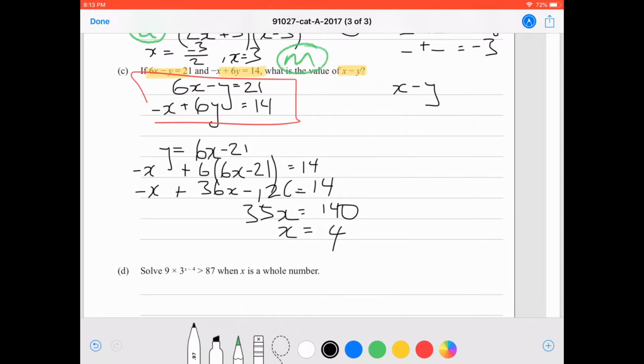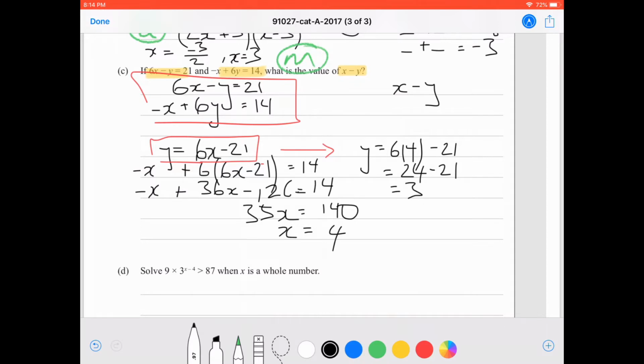Okay, we've got our x, we need to find y. We can take y equals 6x minus 21 and say y equals 6 times 4 minus 21. Therefore y equals 24 minus 21. And so y equals 3.